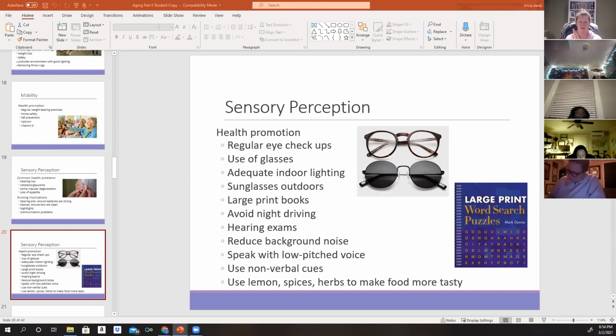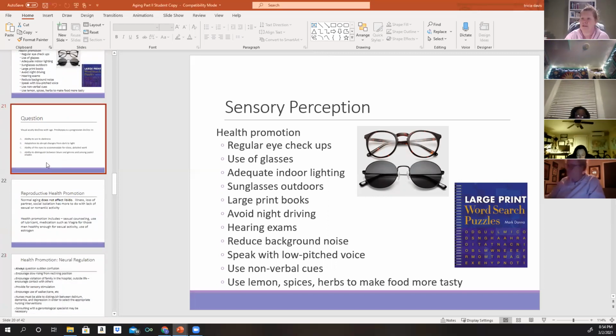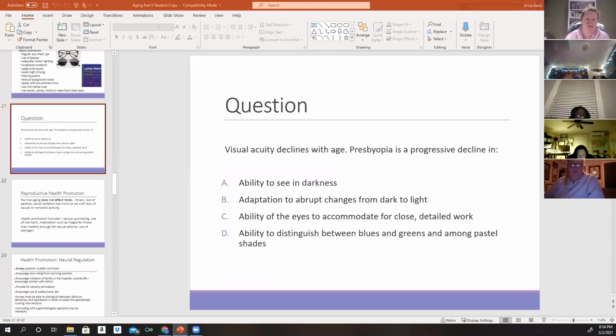Speak in a low-pitched voice. It's going to be easier for them to understand. We can also use verbal cues. And then to help with those taste buds, we can use lemon, spices, and other herbs to help make their food taste more tasty, make it more appetizing and appealing, and help with those nutritional issues.